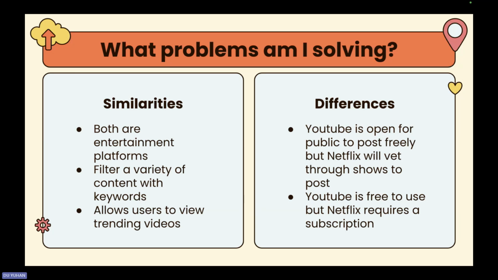And lastly, some users might not know what they want to watch on these platforms. So we do have a feature where it allows users to see the trending videos currently, and they are able to pick from that. For the differences, as mentioned, YouTube is open to public to post, while Netflix requires you to email the company before you're able to get your show on their platform. And YouTube is also free, while Netflix requires a monthly subscription before you're able to use it.